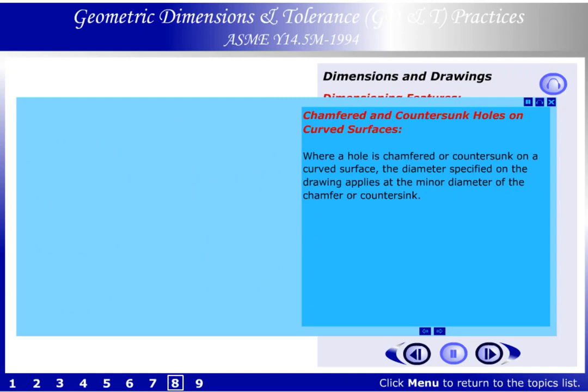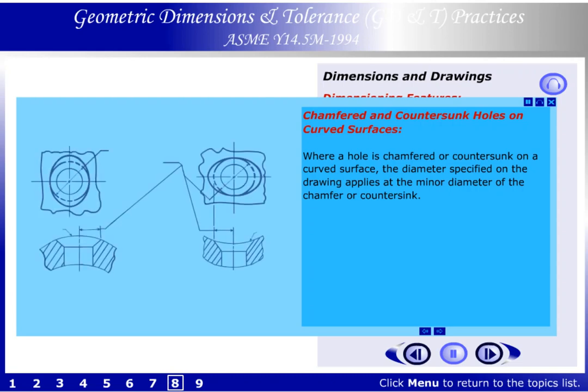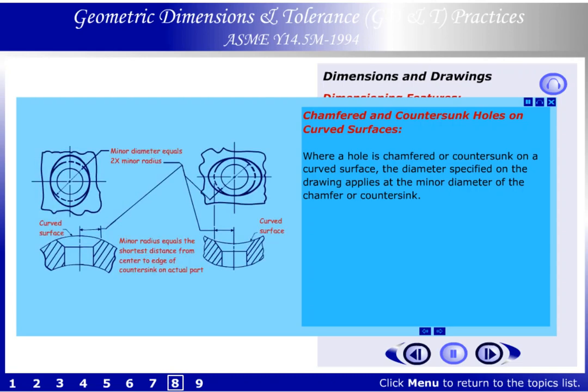Chamfered and countersunk holes on curved surfaces. Where a hole is chamfered or countersunk on a curved surface, the diameter specified on the drawing applies at the minor diameter of the chamfer or countersink.